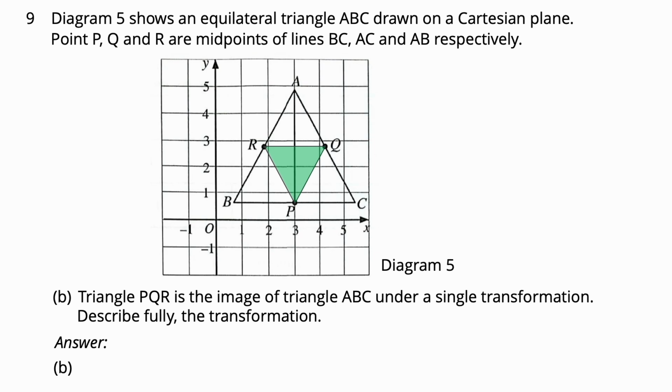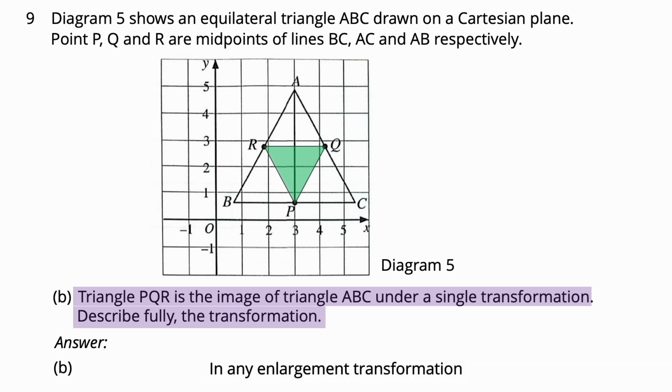B. Triangle PQR is the image of triangle ABC under a single transformation. Describe fully the transformation. In any enlargement transformation, every original point, the center of enlargement, and the image point must lie on the same straight line. They are collinear.